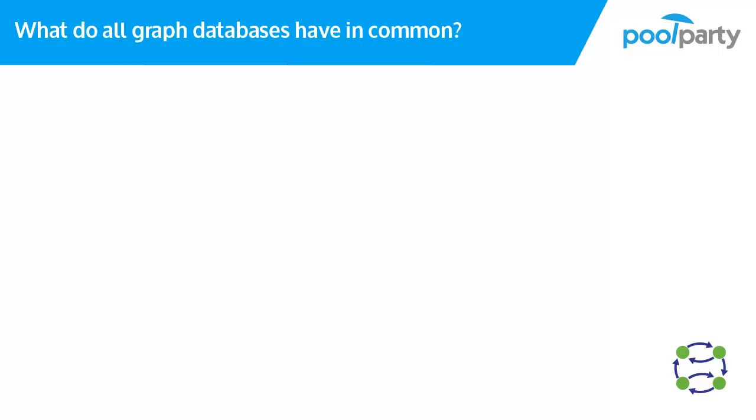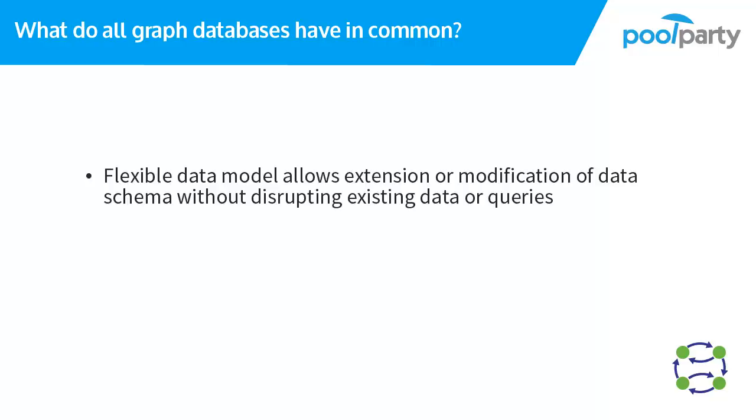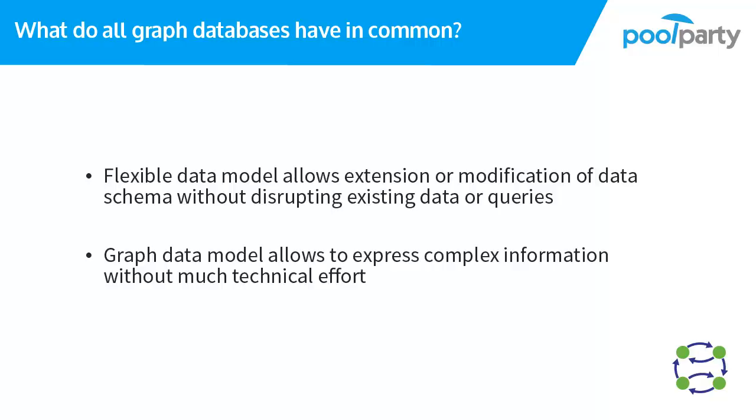What all graph databases, including triple stores, have in common is the flexibility of the data model. The data schema can be extended or modified without the need to change any defining structures, in contrast to tables in relational databases. In this way, the data model allows to express complex information without much technical effort.